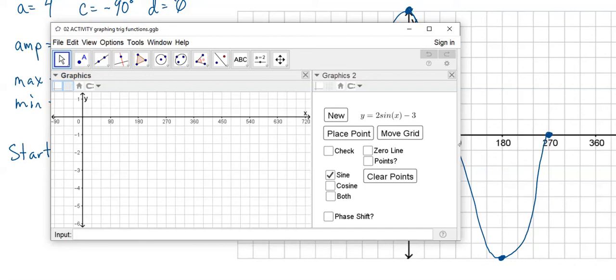And what you want to do by now, though, I think, is not just be doing sine. Click to do both. And turn on phase shift. So that when I make a new graph, sometimes it doesn't because it's random, but it'll add in a phase shift. So again, watch this.